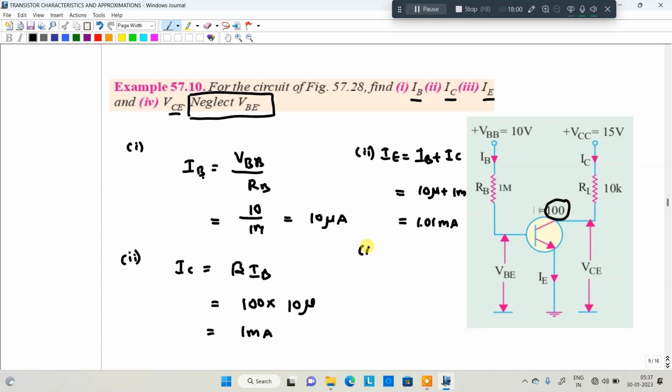The fourth one is VCE. VCE is equal to VCC minus IC into RL. VCC is equal to 15, IC is 1 milliampere, and RL is 10K. That will be equivalent to 5 volts. Okay, that is the solution.